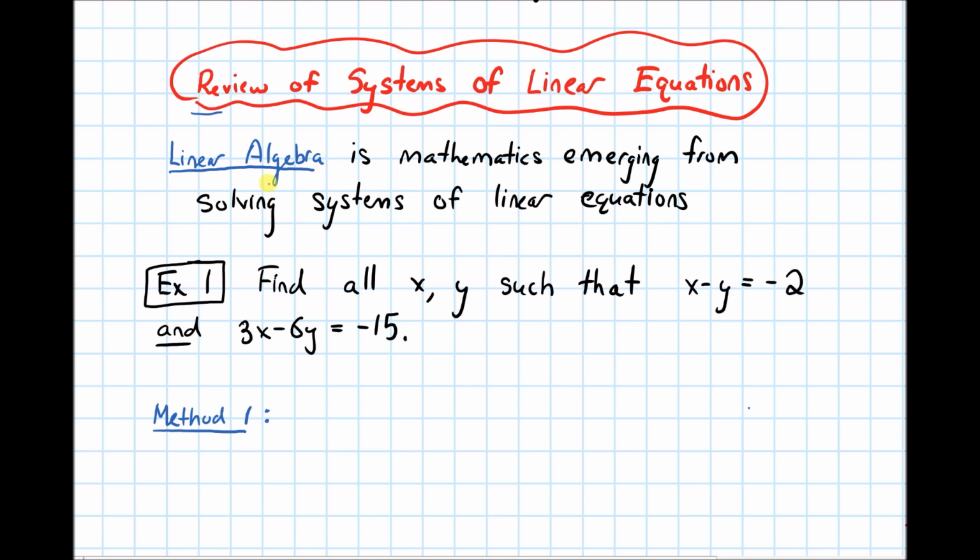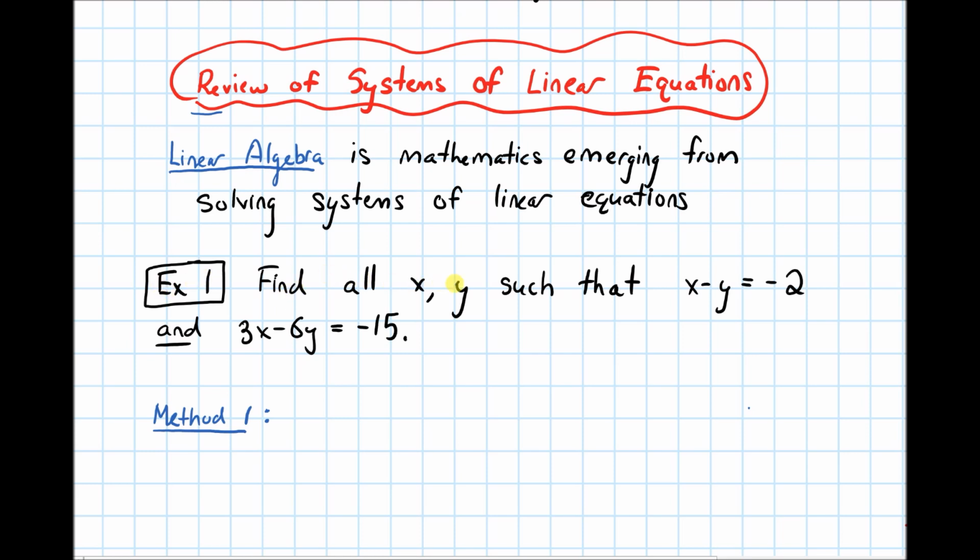What is this subject that we're going to be covering? Linear algebra is the field of math that emerges from solving systems of linear equations. So we're going to be reviewing systems of linear equations, the basics of them, and we're going to use that to build up a bunch of theory, and that's what constitutes linear algebra. Okay, so let's begin with an example.